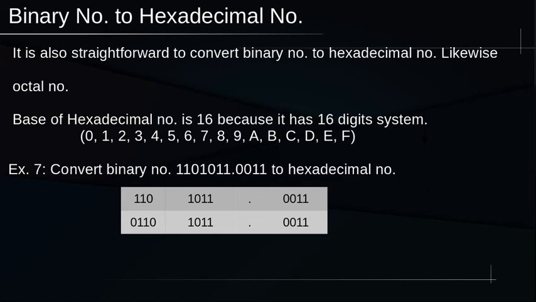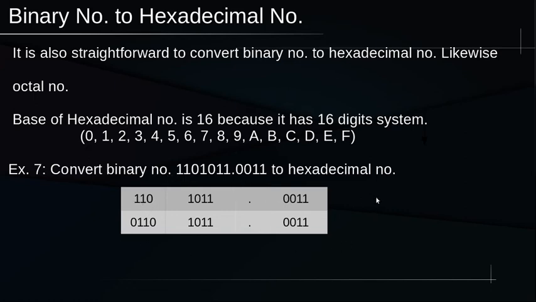Now, we try to convert binary number to hexadecimal number. Convert binary number 11.0011.0011 to hexadecimal number. To convert binary number to hexadecimal number, we create a group of 4. So for integer part, we create group right. We count from right to left. So our first group have 1, 1, 0, 1, 0. So we write 1, 0, 1, 1. And our next group have 0, 1, 1. So we write 0, 1, 1.